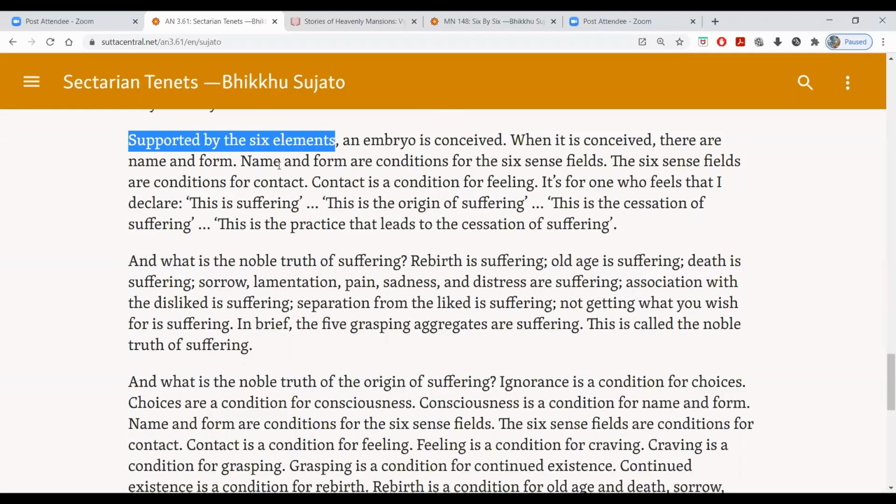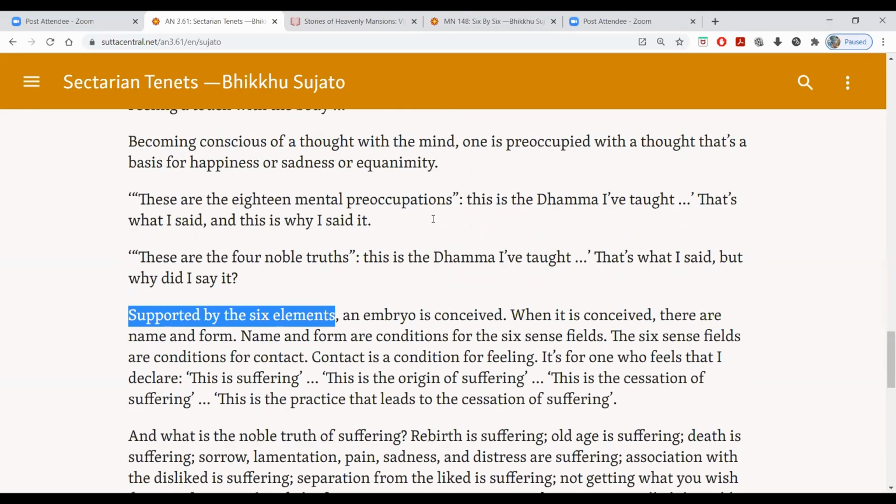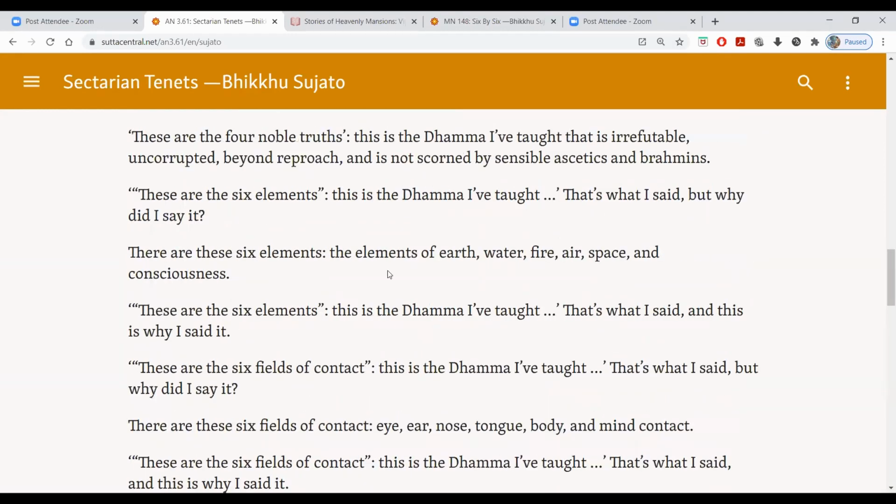supported by six elements. Now, when Buddha teaches supported by six elements, we already know about that because Buddha already taught it in the beginning part of this sutta. Supported by the six elements. What are those six elements? Earth, water, fire, air, space, and consciousness. So when we talk about the body, we only talk about earth, water, fire, and air, right?